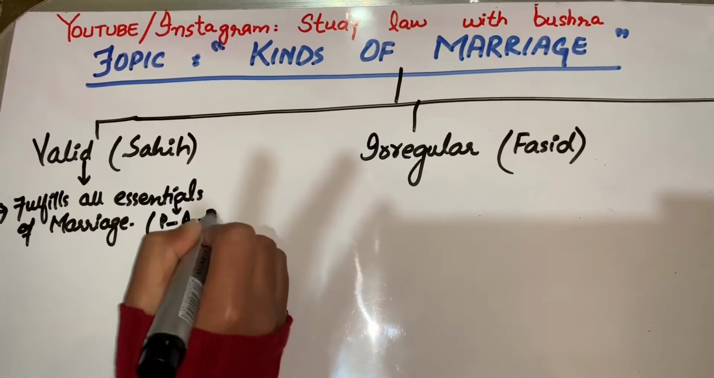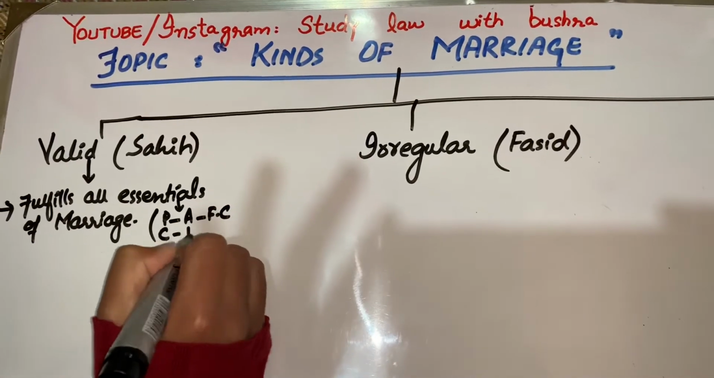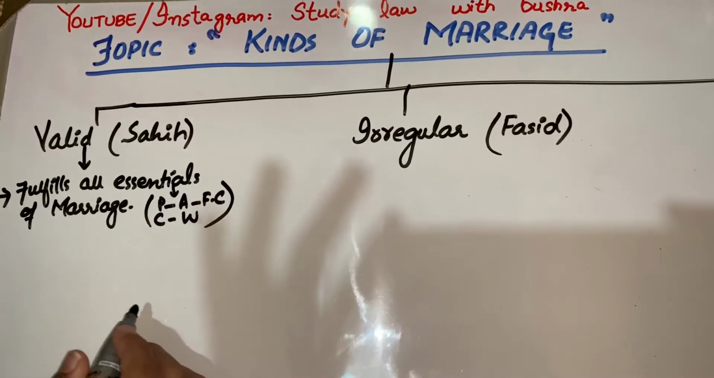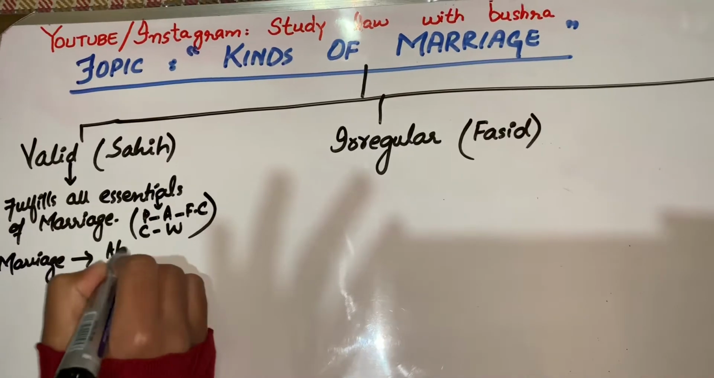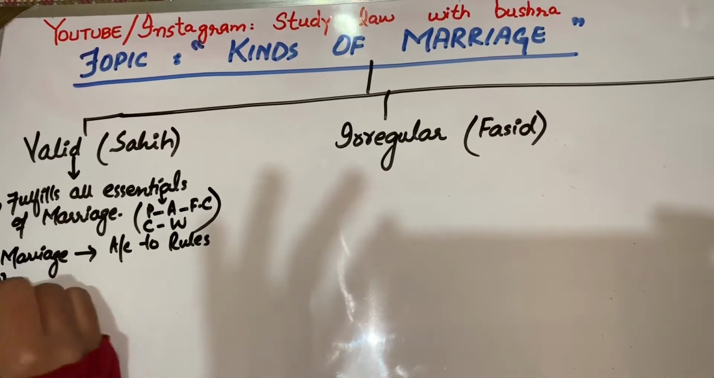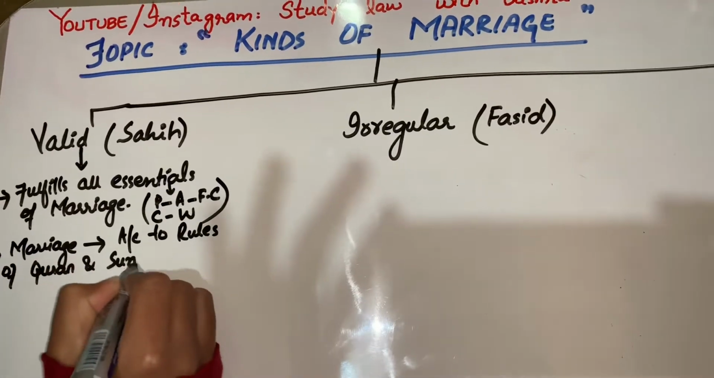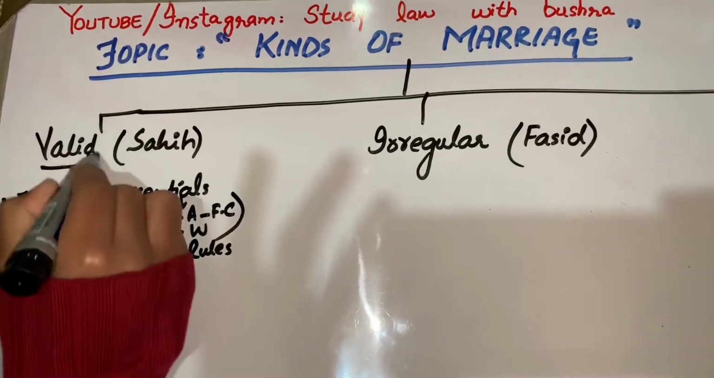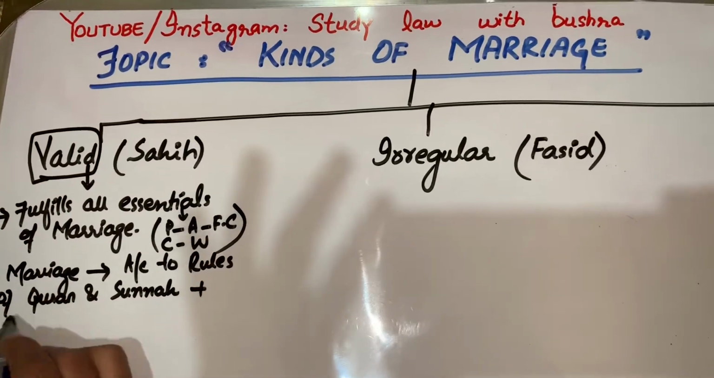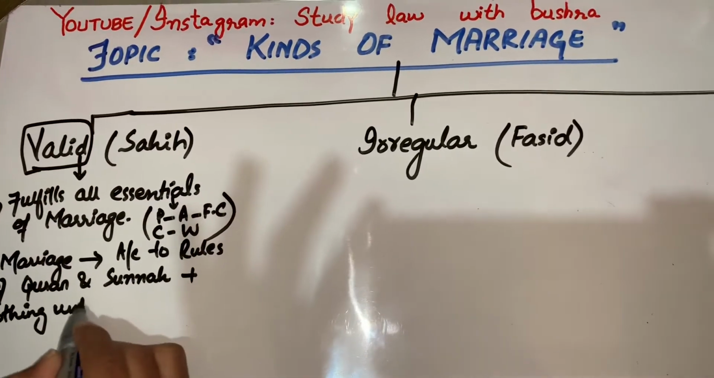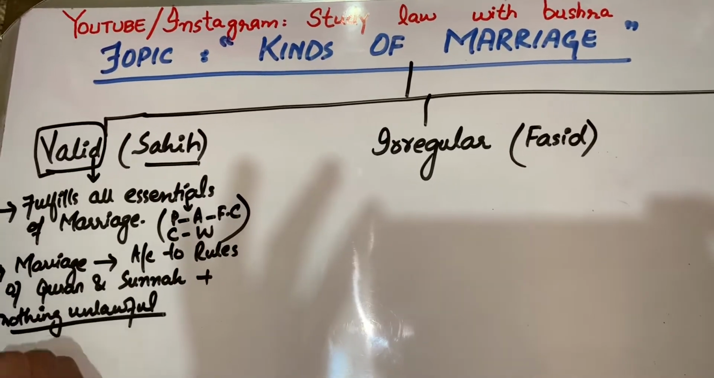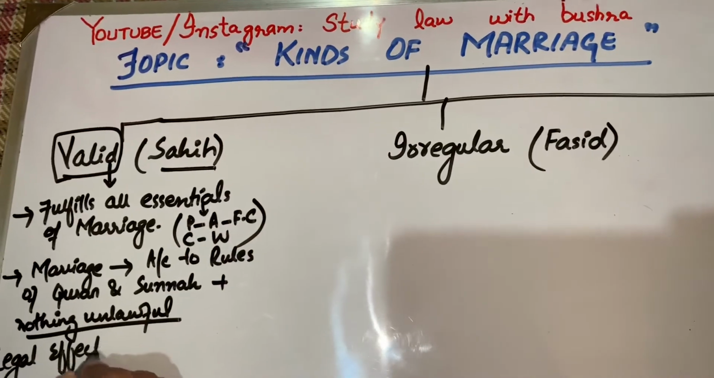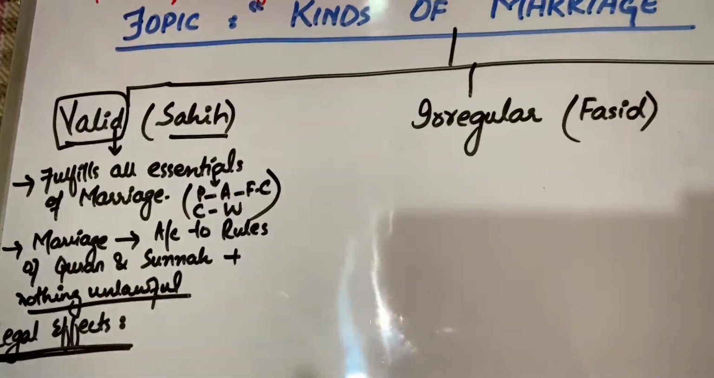That means when proposal, acceptance, free consent, consideration, and witnesses are fulfilled, then we can say that marriage is called a valid marriage. When the marriage is in accordance with the rules that are laid down by Quran and Sunnah and there is nothing unlawful in it, then we can call that kind of marriage a valid marriage or sahi marriage. Now let's move towards the legal effects of valid marriage.